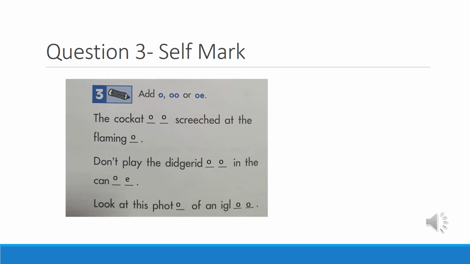Self-mark your work. The first one. The cockatoo screeched at the flamingo. The second sentence. Don't play the didgeridoo in the canoe. The last sentence. Look at the photo of an igloo.